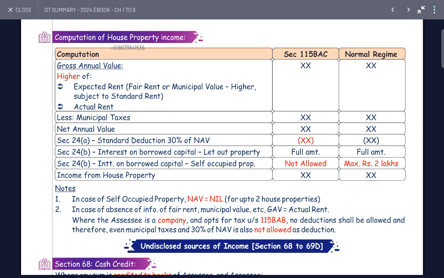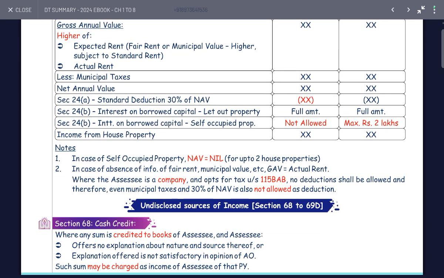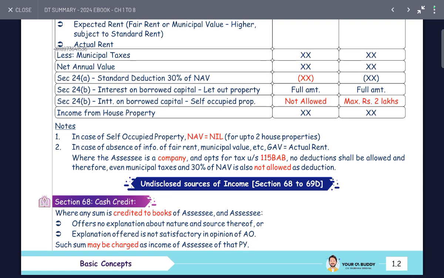Normal scheme, full amount, interest on let-out property. In the case of self-occupied property, NAV is nil, up to 2 house properties. Self-occupied NAV is equal to nil for up to 2 house properties. In the absence of rent, allowance for the actual fact.